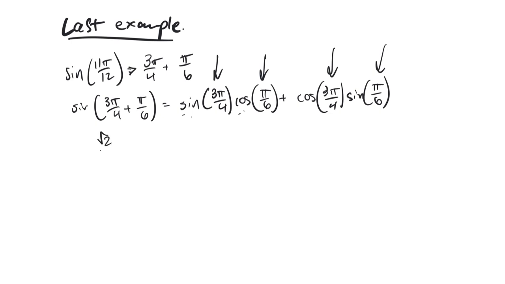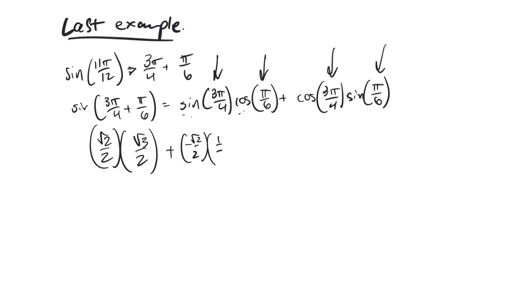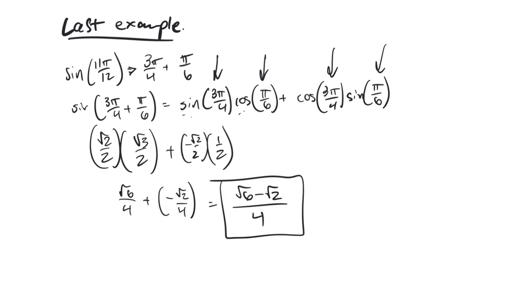Sine of 3 pi over 4 is radical 2 over 2. Cosine of pi over 6 is radical 3 over 2. I'm adding. Cosine of 3 pi over 4 is, nope, I got that wrong. That's negative radical 2 over 2. Sorry about that. And sine of pi over 6 is 1/2. Let's multiply it out. Radical 6 over 4 plus negative radical 2 over 4. This equals radical 6 minus radical 2 all over 4. Final answer. That's mathematically correct, and that's the exact answer.